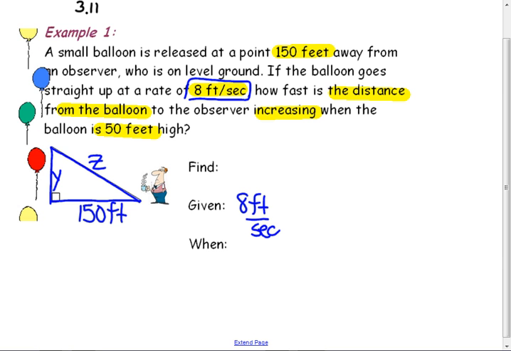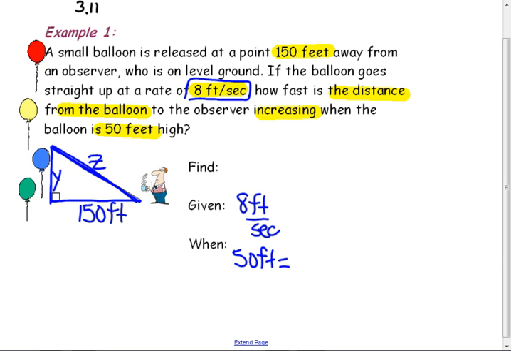And it says, find the distance from the balloon. How fast is this distance from the balloon to the observer increasing when the balloon is 50 feet high? So 50 feet high. Well, let's put some variables with that. What is that one? When the balloon is 50 feet high, I could freeze this. So y equals 50.